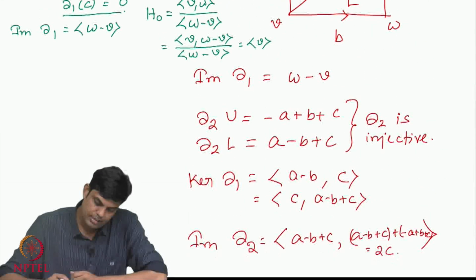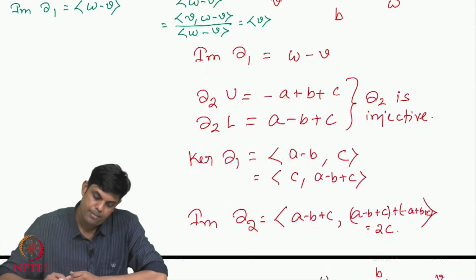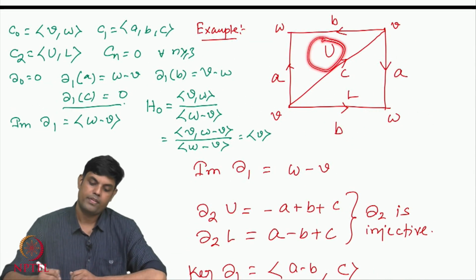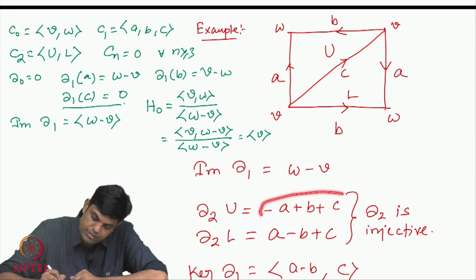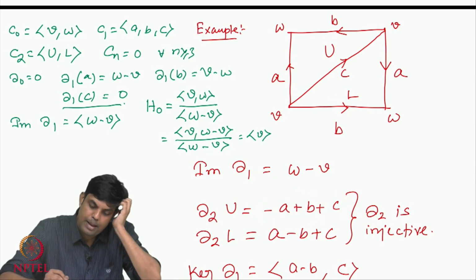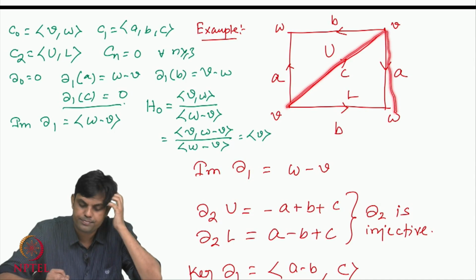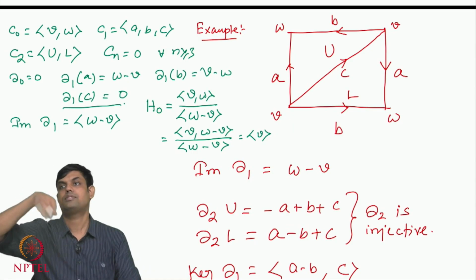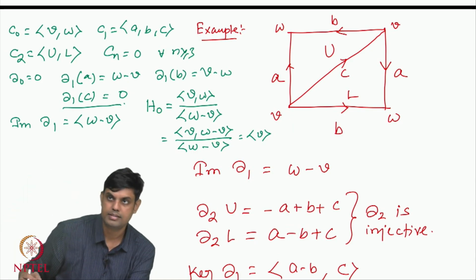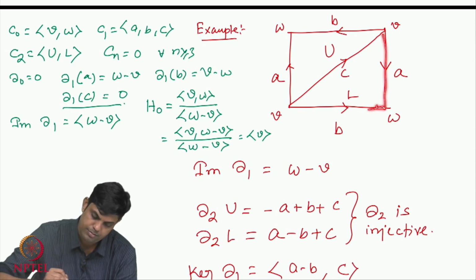So delta 2, you can see that delta 2 of U is minus A plus B plus C. So this one, if I go via this convention, C is going in the same direction, B is going in the same direction, A is coming in the reverse direction. So this is minus A plus B plus C. But L happens to be the following. If you are going this way, you are going C, A and minus B. Okay, so A plus B minus C. So we have the overall convention of A, B and C, and with this direction I am getting A minus B plus C.